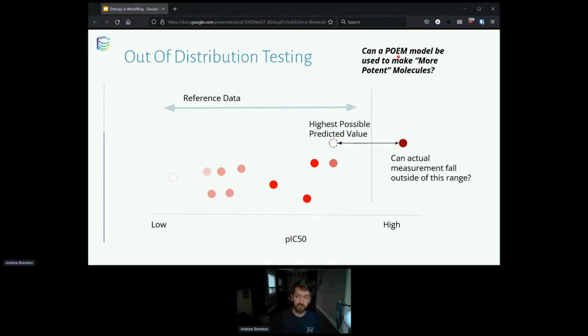So the question is, can POEM be used to make more potent molecules? If you're trying to use POEM to make predictions about the potency of a molecule, and you're trying to optimize this potency, how can you do that if you can't actually get a prediction that exceeds the data that you already know about? Anybody have any ideas? It's kind of a tricky question, and it doesn't require you to change the model. It just requires you to use it differently.